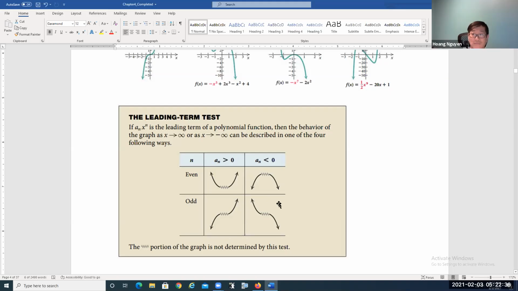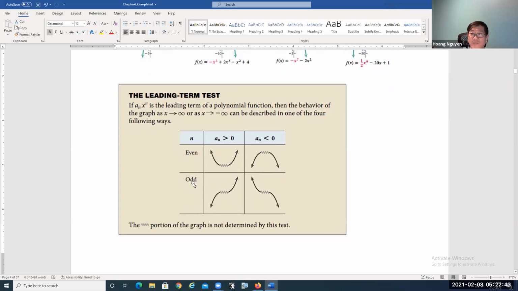How about when the degree of the polynomial function is odd? Okay, so if the degree n of the polynomial function is an odd number, now let's double check the leading coefficient a_n. If a_n is more than 0, then it's going to go down to the left and it's going to go up to the right.